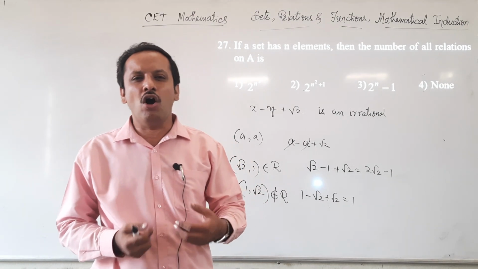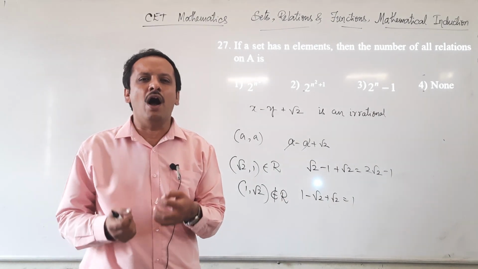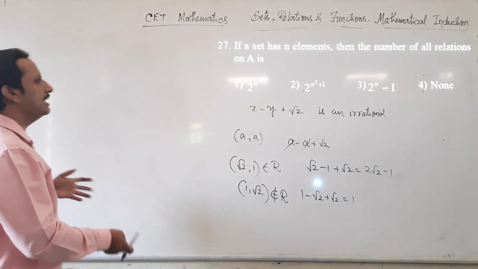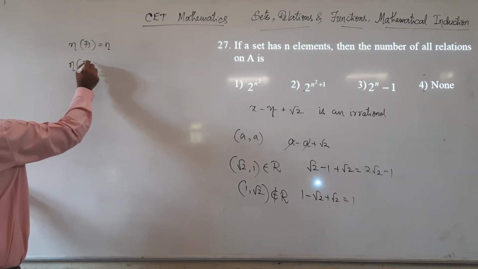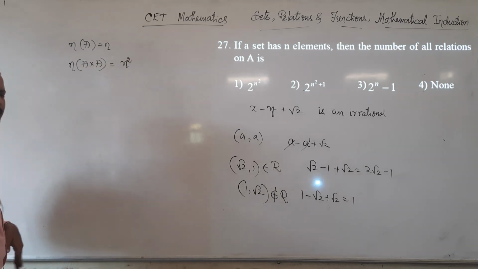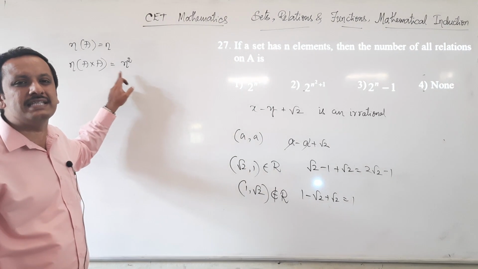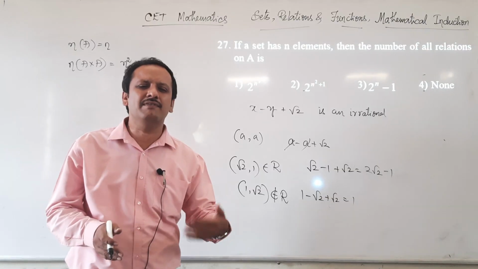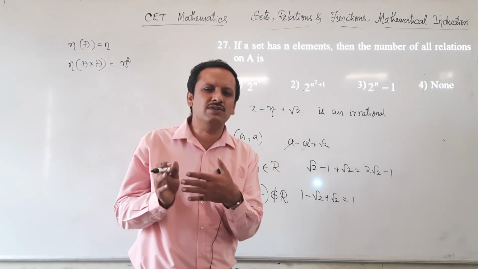So, how many relations are there from A to A? For that, what we need to find out is how many subsets are there for A cross A. Now, A has n elements. Then what will be the number of elements in A cross A? A cross A will have n into n, which is n square. So, n square is the number of elements in A cross A. If A has m elements, B has n elements, then A cross B will have mn elements, right? Their product.